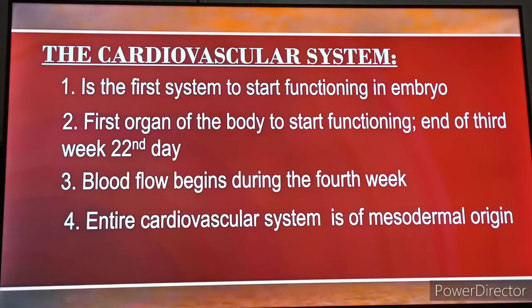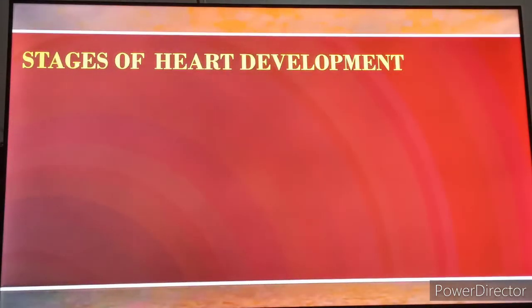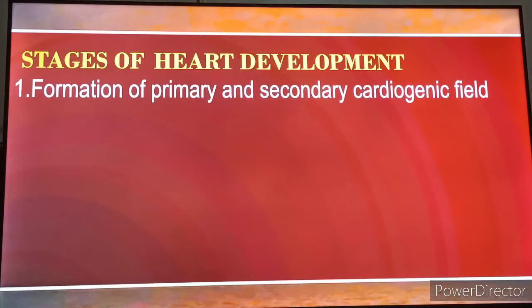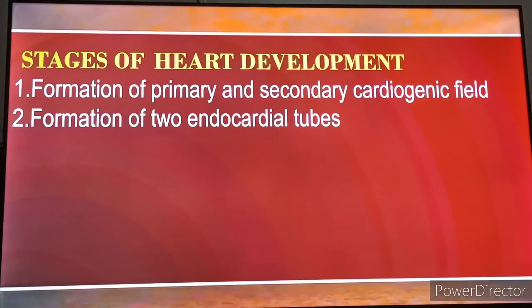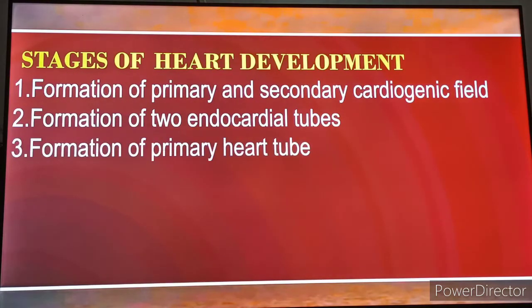Now, let us look at the stages of heart development. We have, most specifically, almost 5 stages of cardiac or heart development. The first one is the formation of the primary and the secondary cardiogenic field. The second one will be the formation of 2 endocardial tubes. So first, the field is laid, the primary and the secondary cardiogenic field, and then we form 2 endocardial tubes. The 2 endocardial tubes will join and form the primary heart tube.